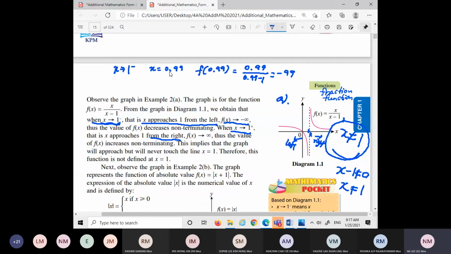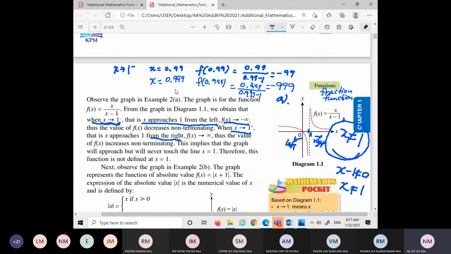So first you choose 0.99. Then you substitute inside the function, you get negative 99. Afterwards I asked you to choose 0.999, even nearer to 1. I try to put nearer and nearer to 1. So I substitute inside the function, 0.999 over 0.999 minus 1. I remember you told me this.